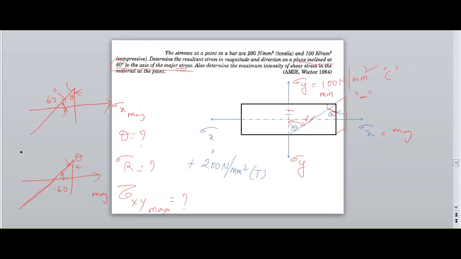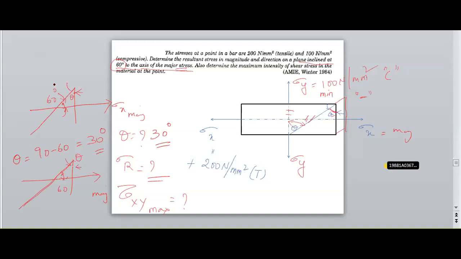Therefore, theta will be 90 minus 60, which is equal to 30 degrees. So first we need to find out theta. Whether he has given it directly or indirectly, we need to see it and find theta. After finding theta, he is asking for the resultant stress on the inclined plane.